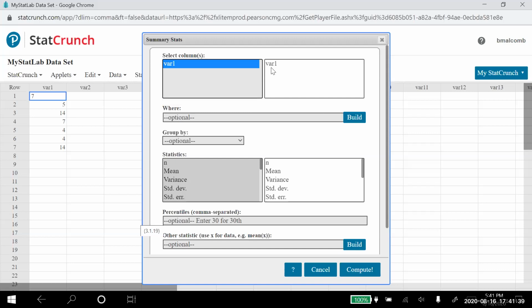Now it's selected. All these things over here on the right are what they've set up to calculate for us. So it's going to do n, which is the number of data pieces. It's going to find the mean, which is what I want, and a bunch of other stuff in here. We can look and see what it's going to find for us. And if we want more than that, there's other stuff over here.